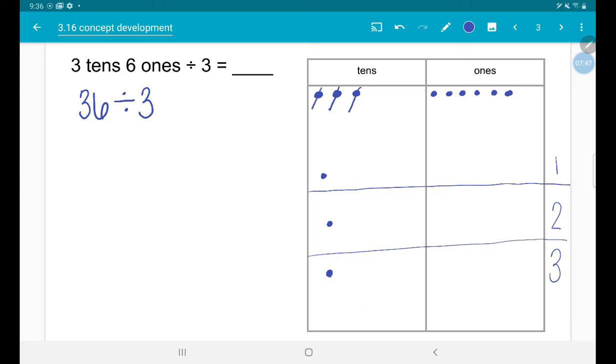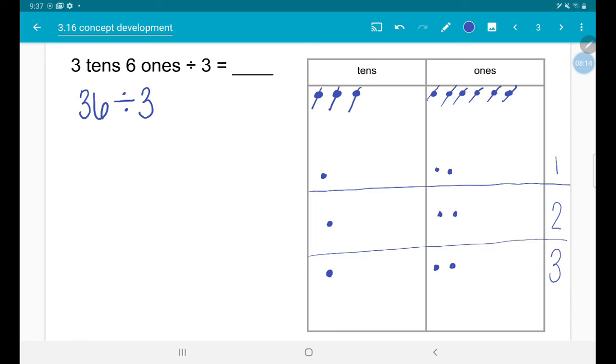So did I have any left over? No. Okay, so now what do I do after I've taken care of the 10s? The 1s. Let me give 1 to each group. 1, 2, 3. Then I start over. 4, 5, 6. Did I have any extras? No. All of my groups are even.